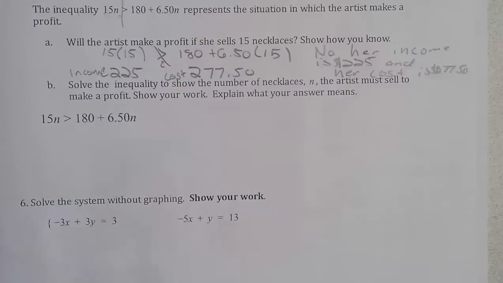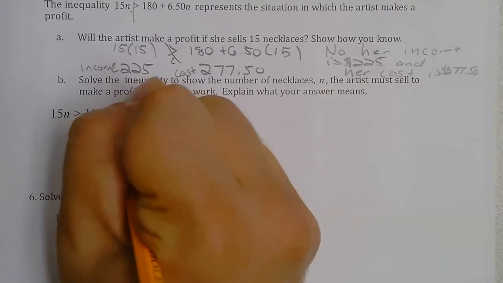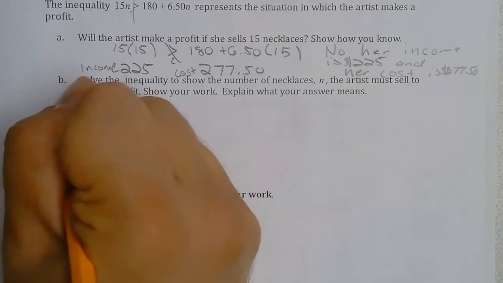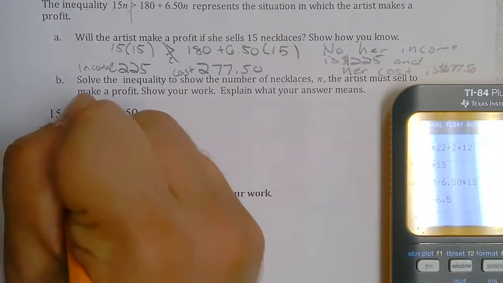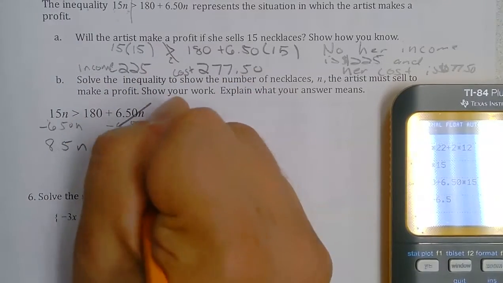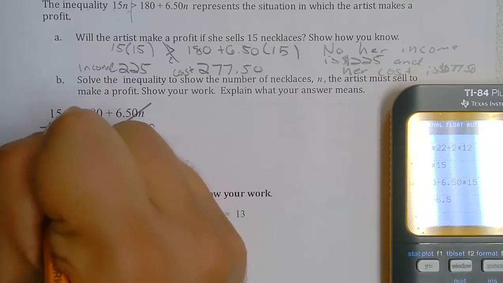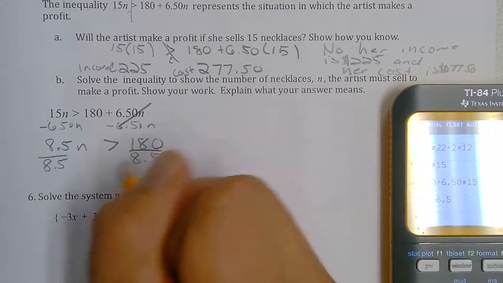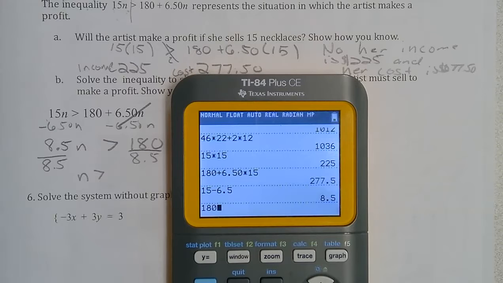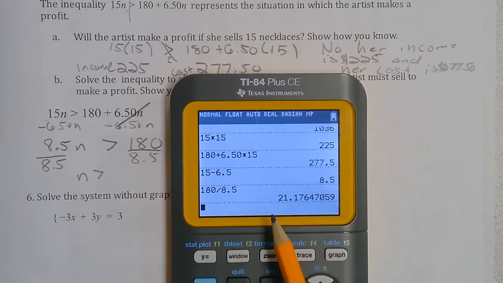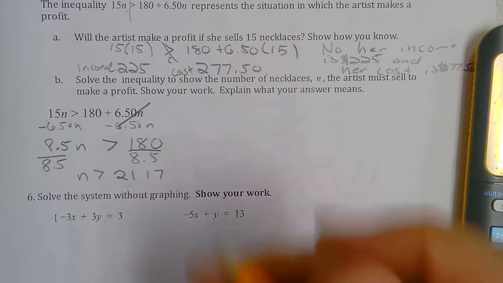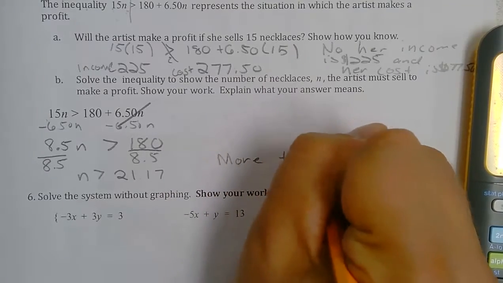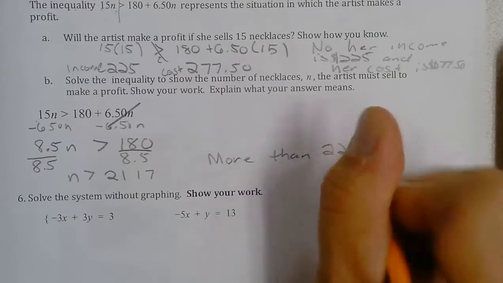So now we're going to solve this to see where she would make a profit. What we're going to do is get n on both sides. So I'm going to subtract 650n on both sides. And we would get 8.5n is greater than 180. Then we would divide both sides by 8.5, and we get n is greater than about 21.17. So this means she would have to sell more than 22 necklaces, or 22 or more.